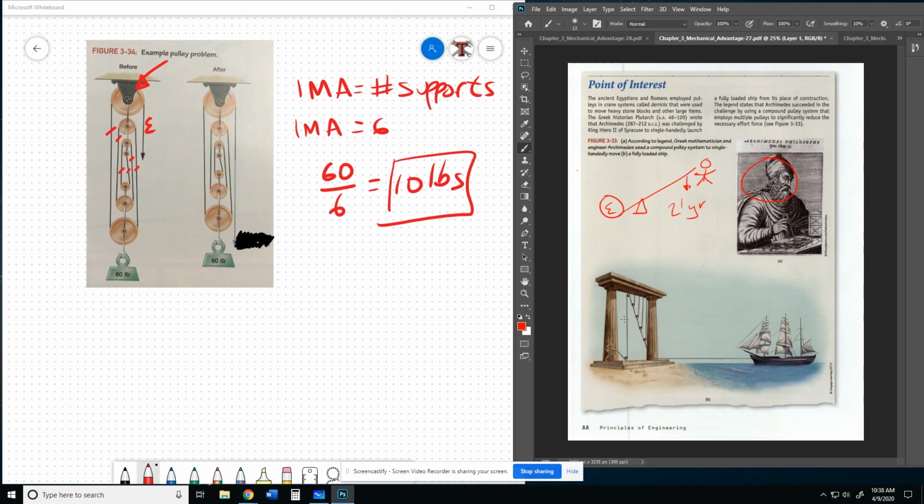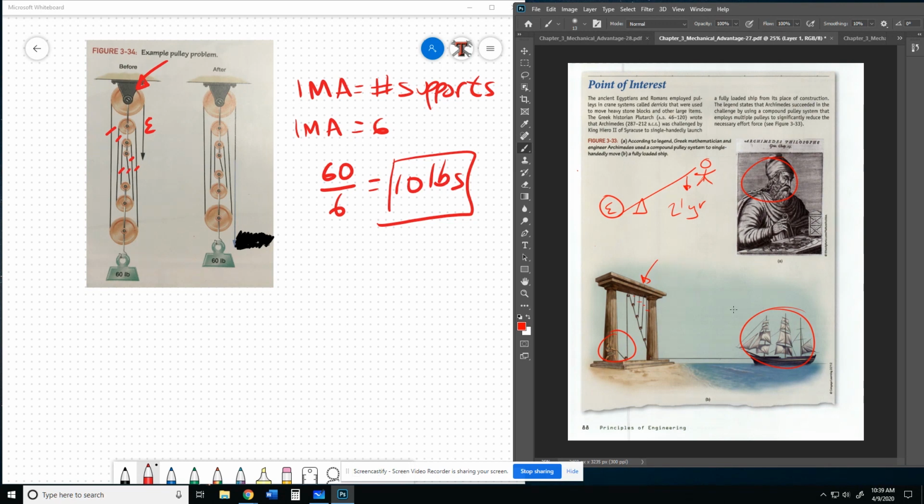However, there is a pretty cool story that he was challenged by a king to move the ship all by himself. It says, move it from its place of construction, fully loaded, and move it by yourself. And here he is. According to the story anyway, he set up a bunch of pulleys, kind of like this compound system that we had here, and was able to pull on it all by himself and get that ship moving. Now, he likely had quite a few more than this. According to this particular setup, he really only had 1, 2, 3, 4. He would have an IMA of 4. You really probably wanted a significantly higher IMA.